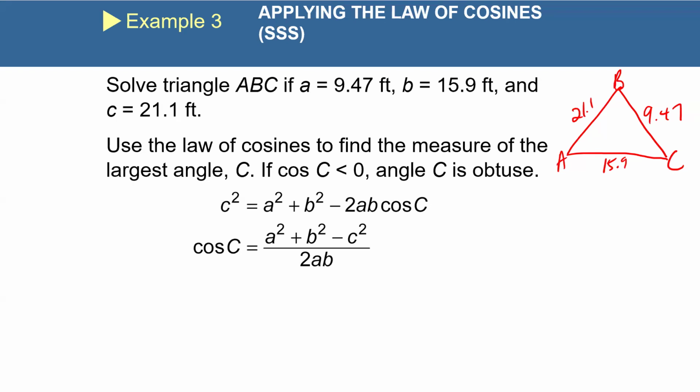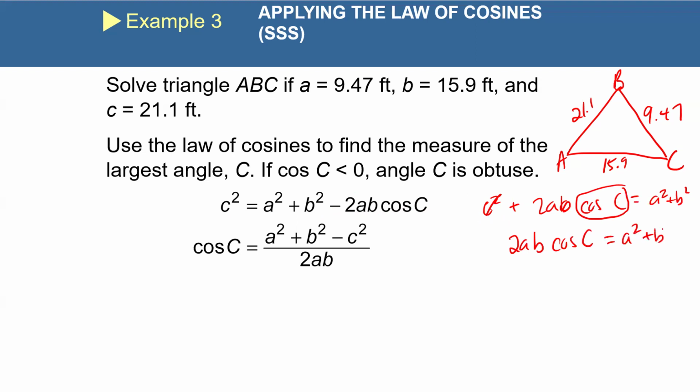Yes, I surely can. The first thing I did was add 2ab cosine C to this side. So now I have C squared plus 2ab cosine of C equals A squared plus B squared. My goal is to get cosine C by itself, so first I subtract C squared. That leaves 2ab cosine of C equals A squared plus B squared minus C squared. The last thing is to divide both sides by 2ab, and now cosine C is by itself.